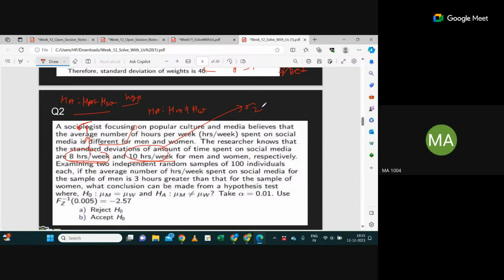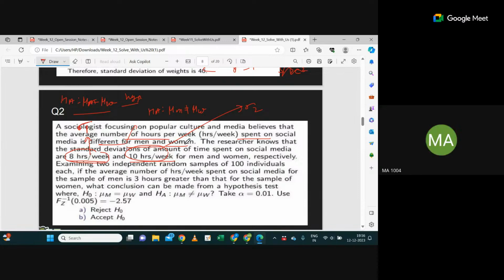By looking at the data, why are you coming to the conclusion that your alternate hypothesis is that the two mu are not equal? What is the statement? The average number of hours per week spent on social media is different for men and women. We don't know whether it's greater or less. It's different, I mean, not equal to.